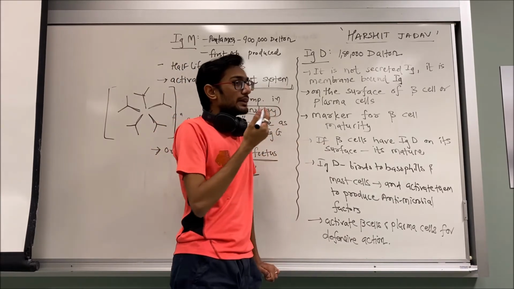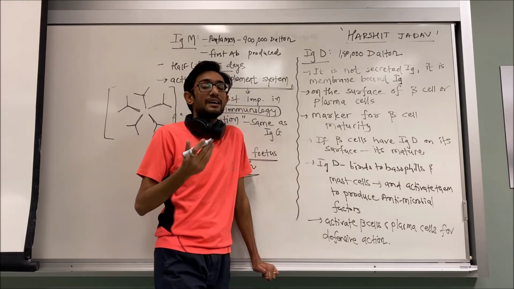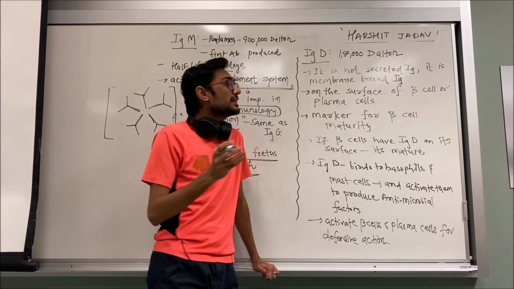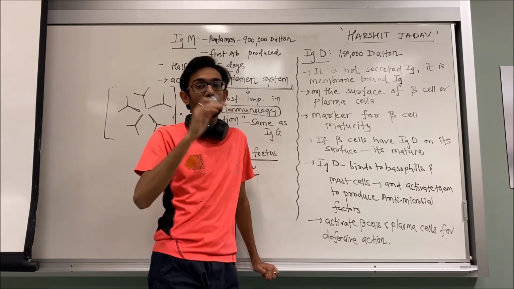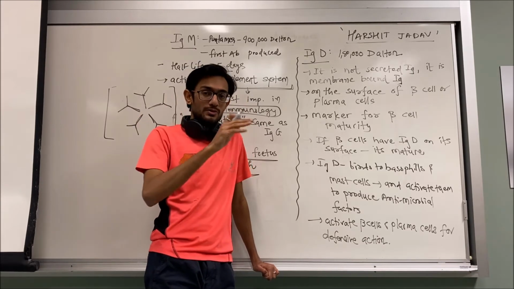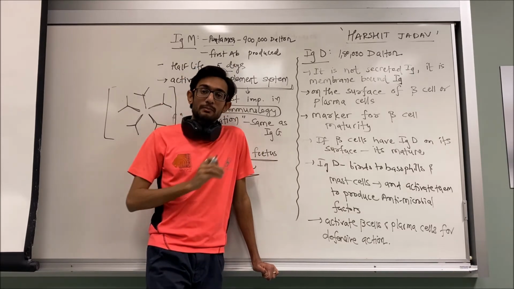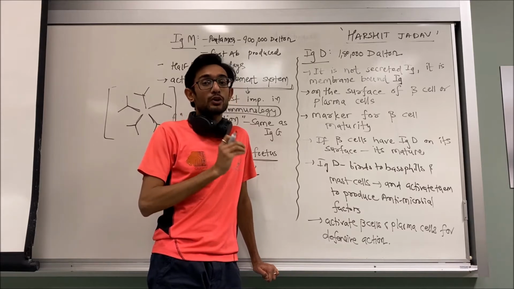Okay, so it is also used for identification of mature B cells. If you find IgD on B cells or plasma cells, then you can know these B cells or plasma cells are mature. If you cannot find IgD on the membrane of these cells, you can say these are not mature cells.